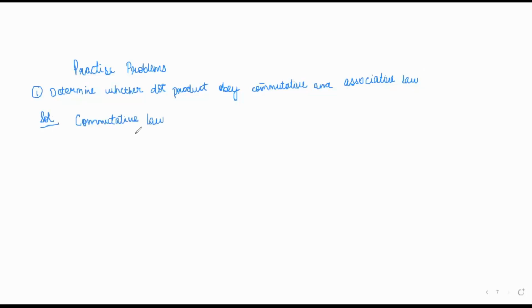So first, coming to the commutative law. For multiplication, the commutative law simply says a dot b should be equal to b dot a. We are not putting the vectors because we don't know if it is true for the vectors or not. Here a and b are only numbers. So we can solve this analytically or graphically, both ways.